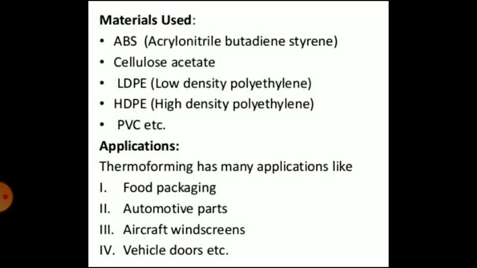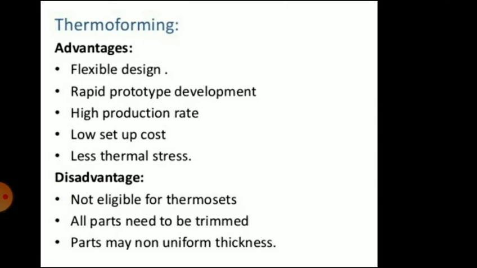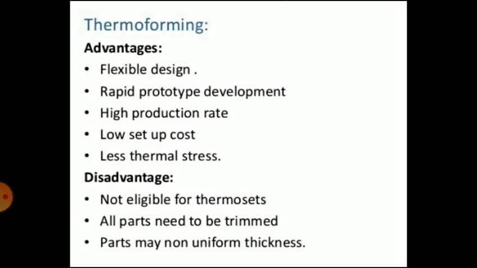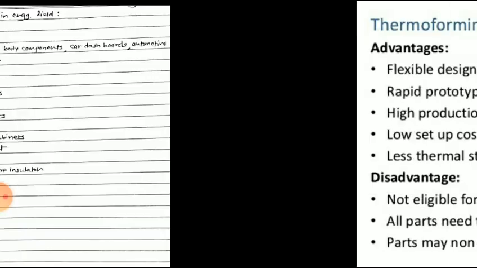So the materials used are shown for the thermoforming process, and the applications of thermoforming are food packaging, automotive parts, aircraft windscreens, vehicle doors, etc. Then the advantages of thermoforming: flexible design, rapid prototype development, high production rate, low setup cost, less thermal stress. And disadvantages: not applicable for thermosets, all parts need to be trimmed, and parts may have non-uniform thickness.